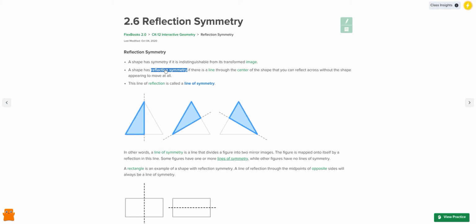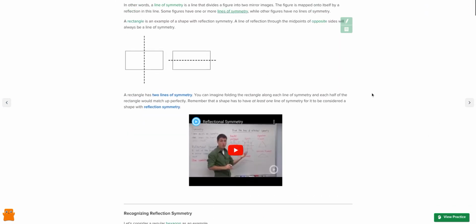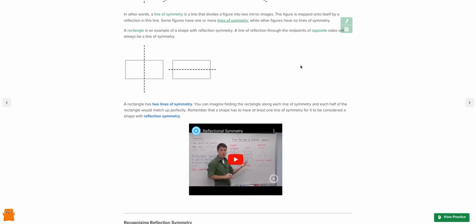So it's almost like if you only had half the triangle and you were going to reflect it across that line of symmetry, you would then have the original triangle that we started with to begin. So I hope that was clear. And you can also have multiple lines of symmetry in a shape. So this particular shape has two lines of symmetry.